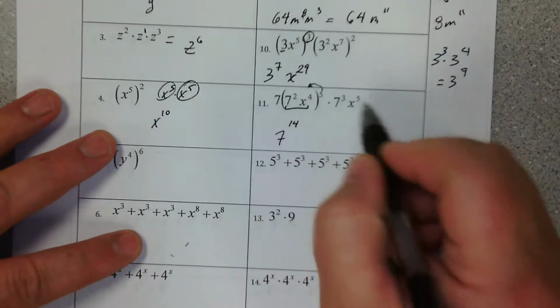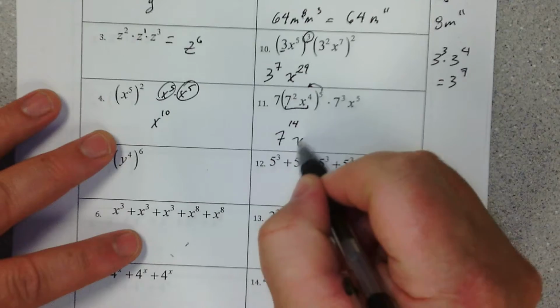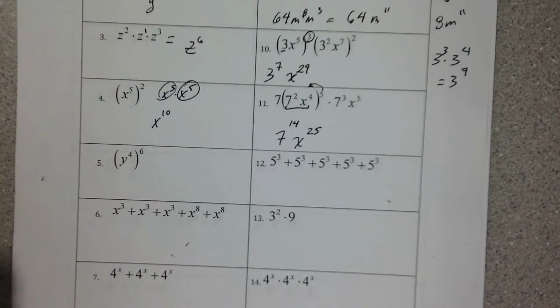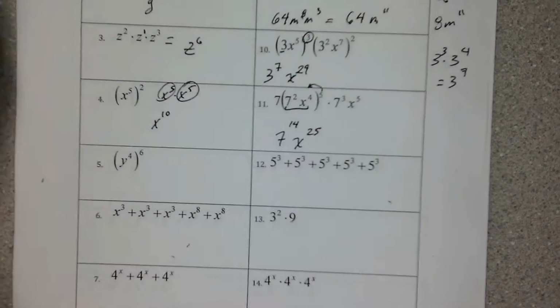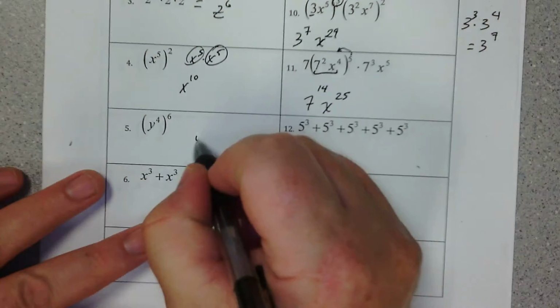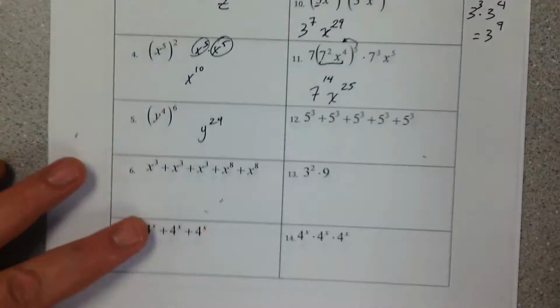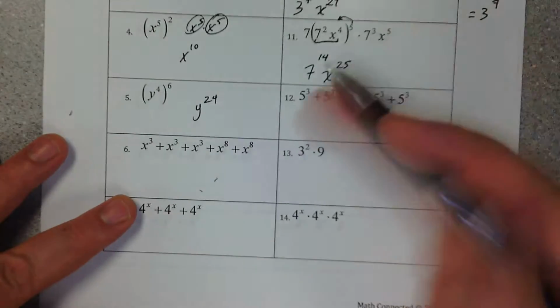Now, x to the 20th, x to the 5th is x to the 25th. Doing good? I hope so. X to the 25th. All right, now, this is y to the 24th. We're going to multiply those. Now, this is where it gets a little tricky. Check this out.